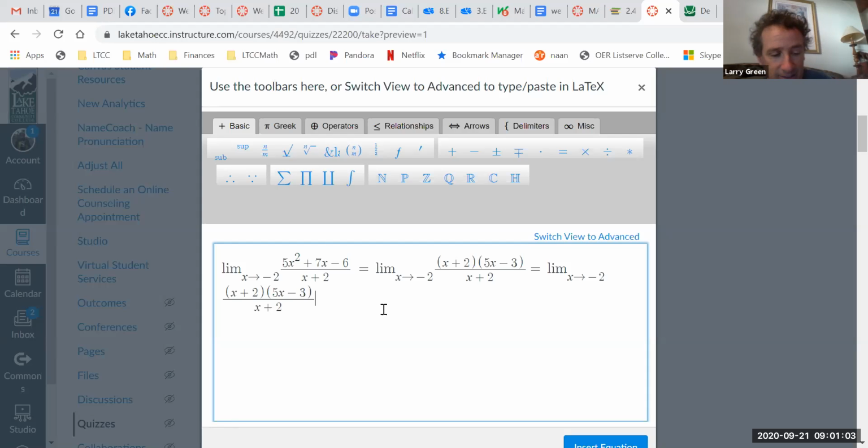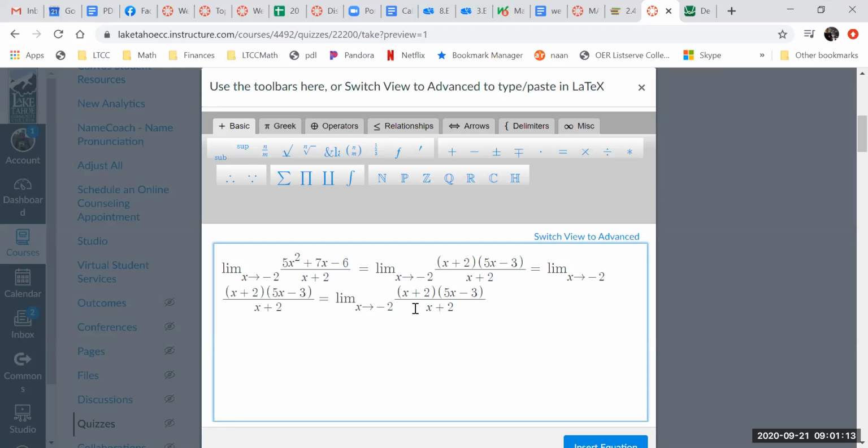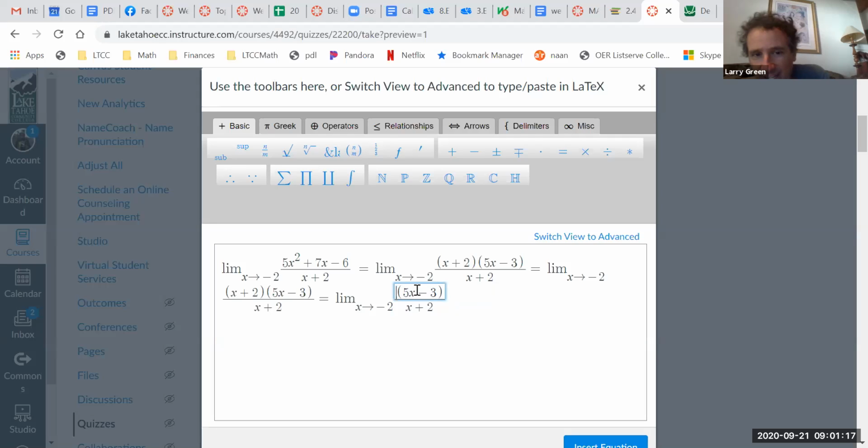So now what can we do? What can we do with this, 5x minus 3 over x plus 2? The answer is really nice. You can cancel the x plus 2. Exactly. We can cancel the x plus 2, and we get 5x minus 3 over 1.